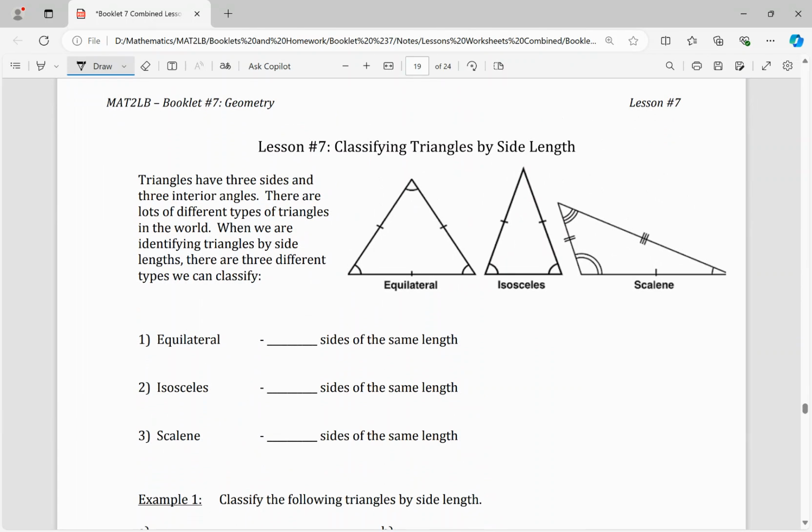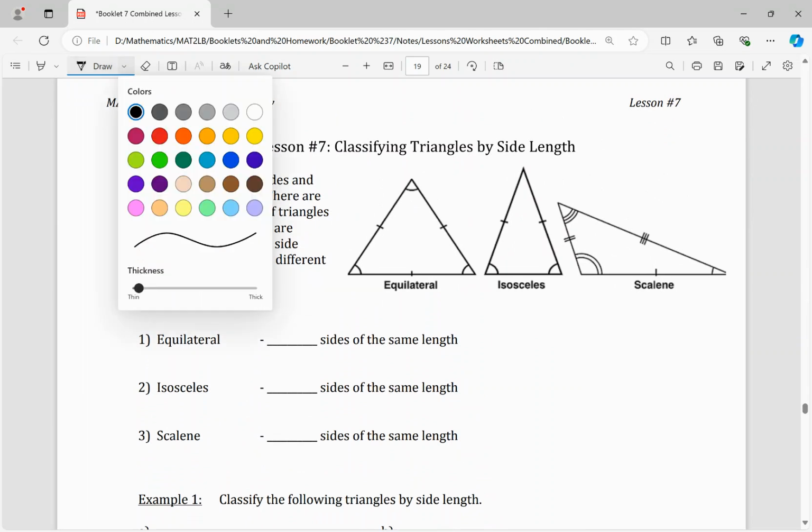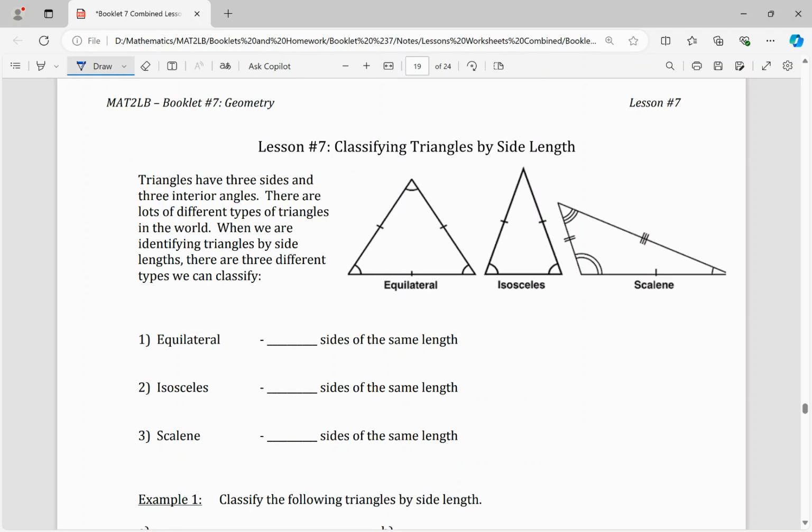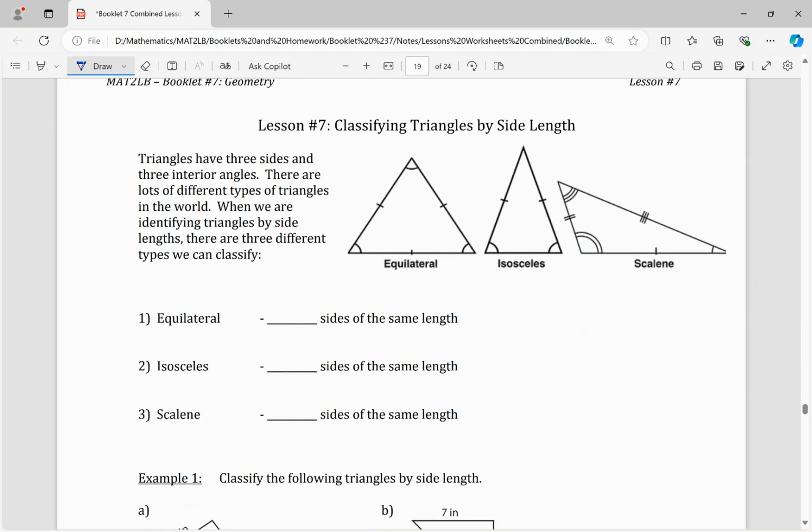Now, in this lesson, we learn that there are three different kinds of triangles, and what changes between these triangles is how many of their sides are the exact same length. Now, you need to remember what they're called, or at the very least, you need to remember where it is in your notes so you can come back to it during the test.